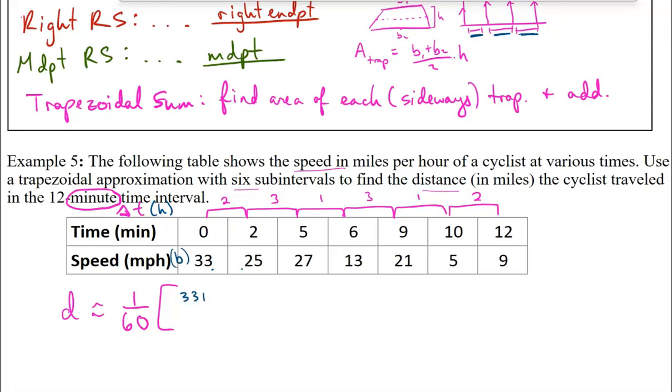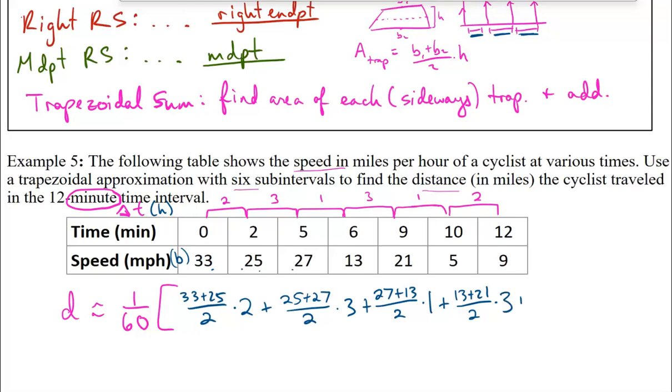Okay, so I'm going to do 33 plus 25 over 2 times the height of 2 plus, next one going from here to here, 25 plus 27 over 2. That's the average times a height of 3 plus 27 plus 13 over 2 times a height of 1 plus 13 plus 21 over 2 times the height of 3 plus 21 plus 5 over 2 times the height of 1, and lastly 5 plus 9 over 2 times the height of 2.